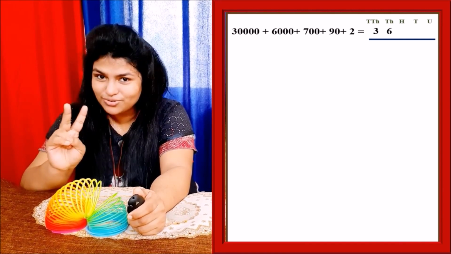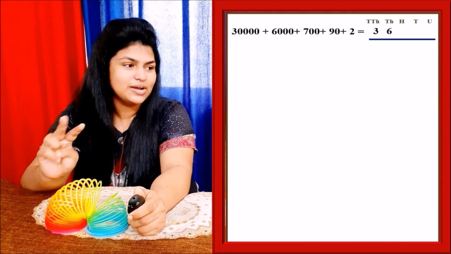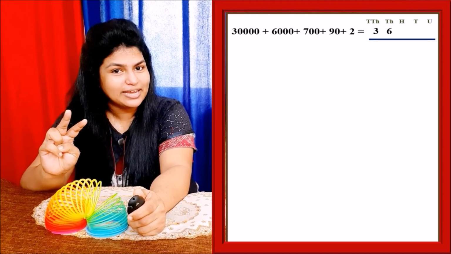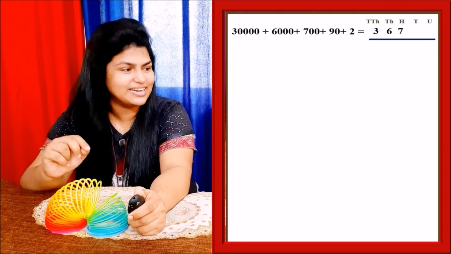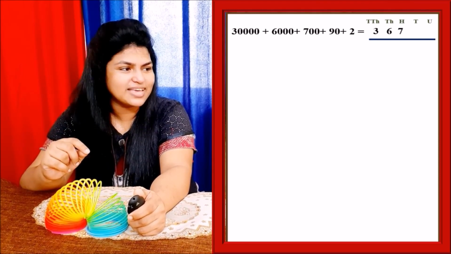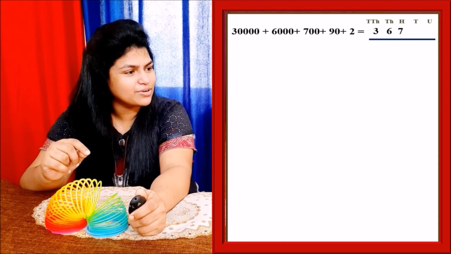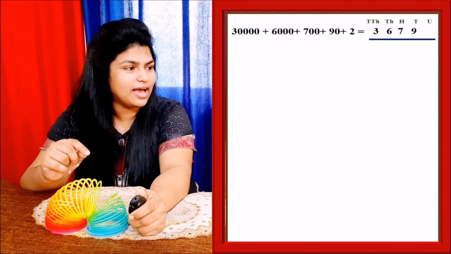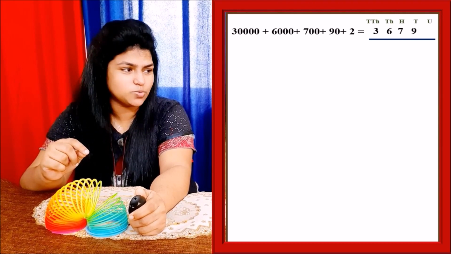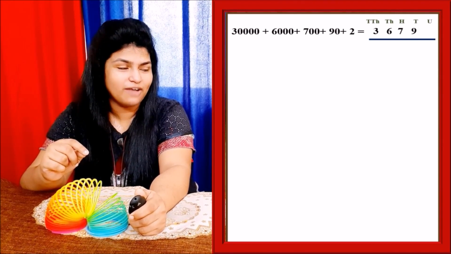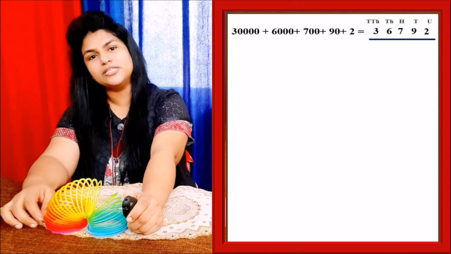Then the next number has 2 zeros. That's 700. What is the next number in front of you? Next number is 700. And so you have 700. Then the next number is 90. So 90 will have 1 zero. So it will be under 10, which has 1 zero. And then you have the 2 which is in units place.